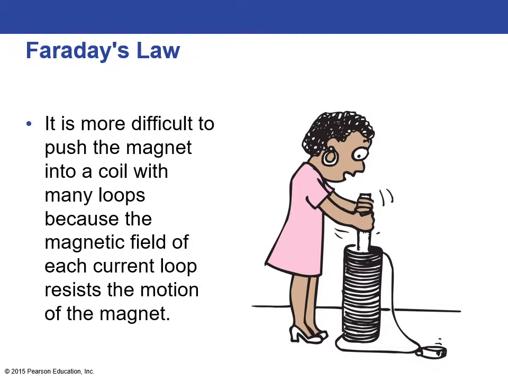It's more difficult to push a magnet into a coil with many loops because the magnetic field of each current loop resists the motion of the magnet. So if you were to try to push a magnet through a whole lot of coils, it would become increasingly more difficult the more coils you had.